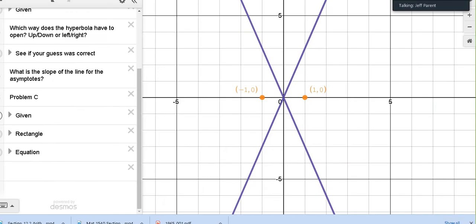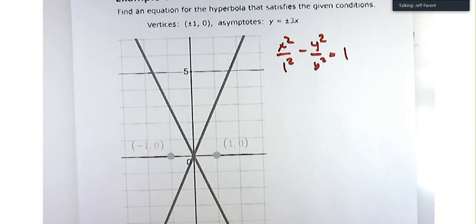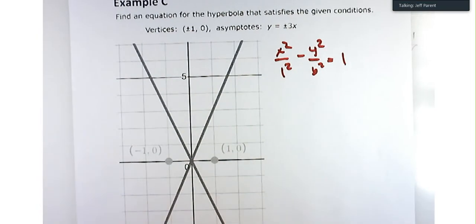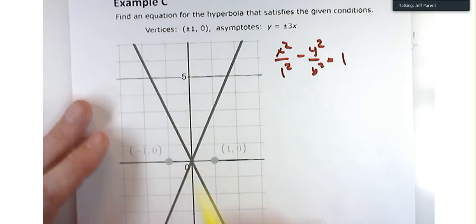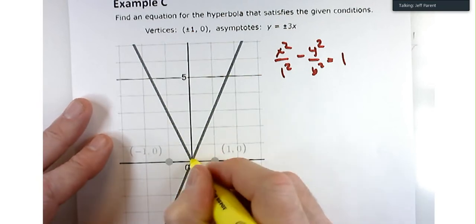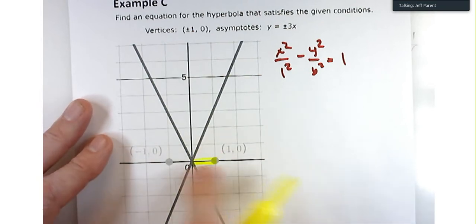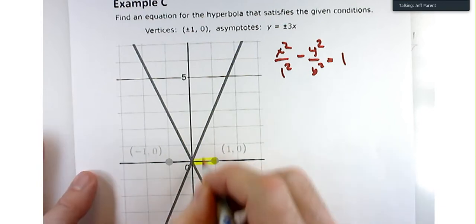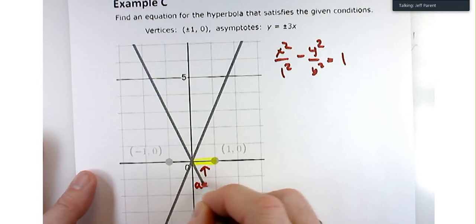We know that this has to open left and right, so it's going to be of the form x squared over 1 squared minus y squared over b squared equals 1. And I didn't realize I hadn't clicked that. So x squared over 1 squared minus y squared over b squared. I get that 1 because this distance between the center and my vertex, that's a. A equals 1.